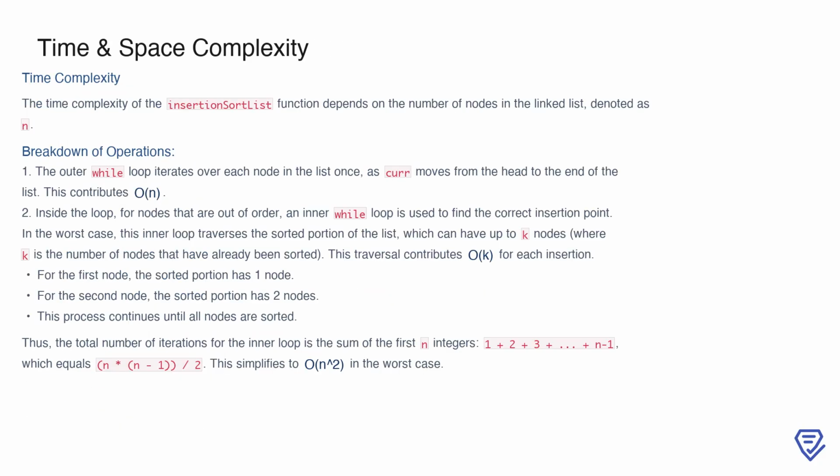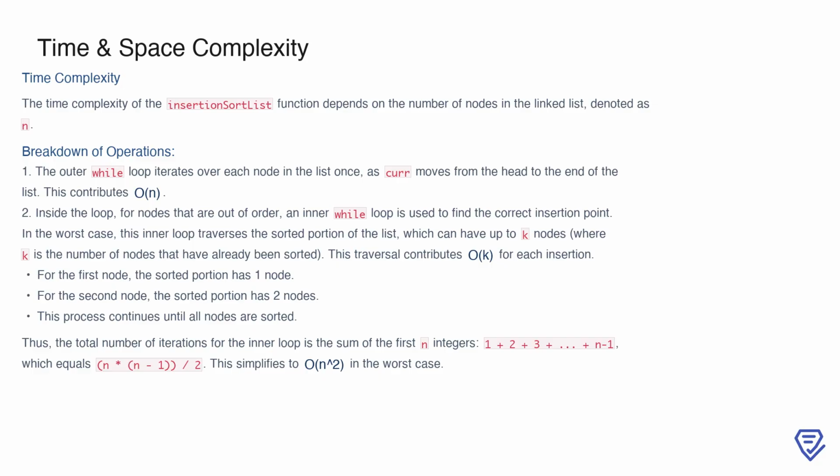Here, we're analyzing the time complexity of the insertion sort list function. The total runtime depends on the number of nodes in the linked list, which we denote as n. First, the outer while loop processes each node exactly once, as the cur pointer moves sequentially through the list. This contributes an O(n) term.